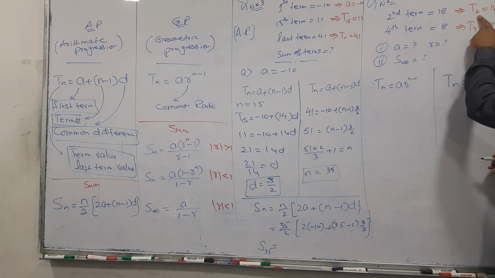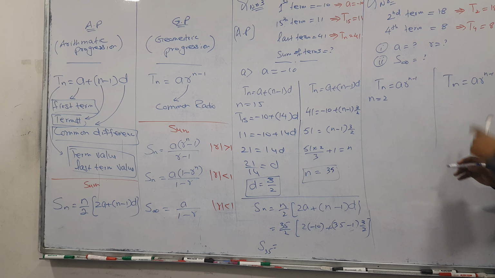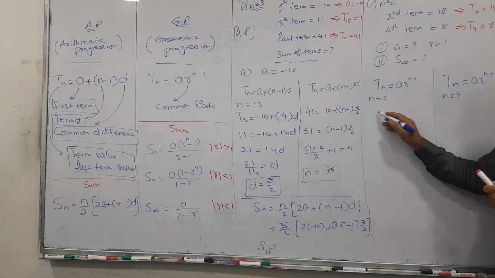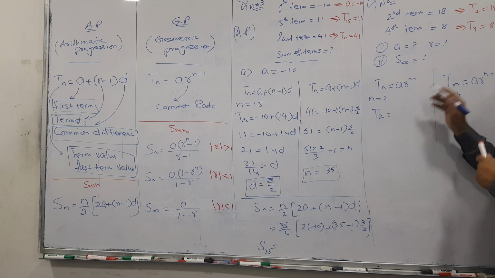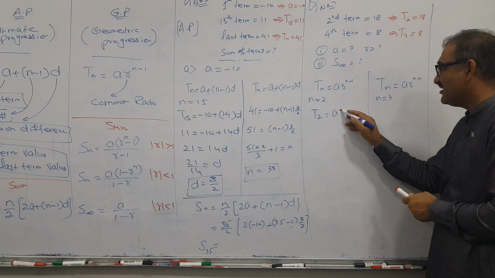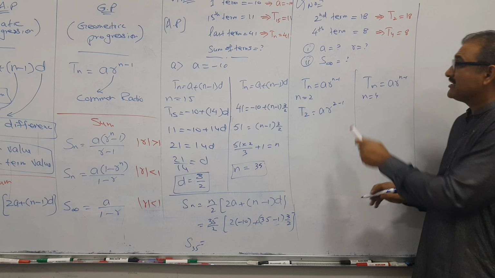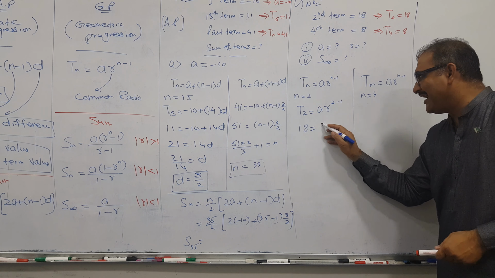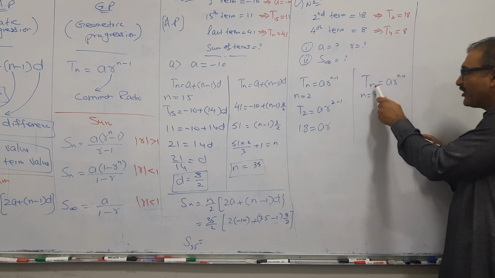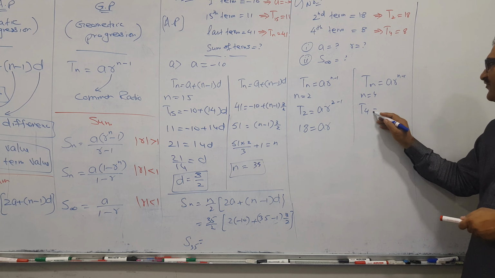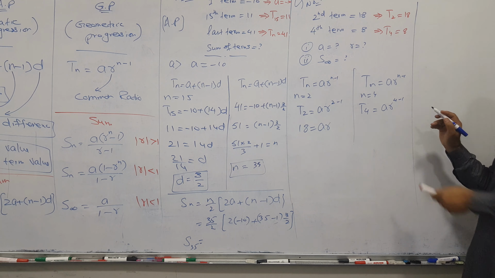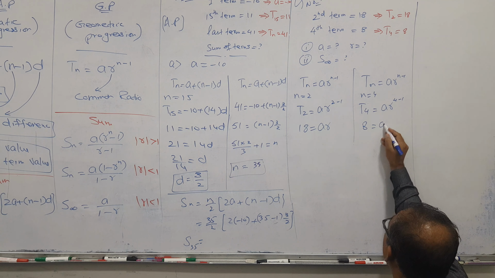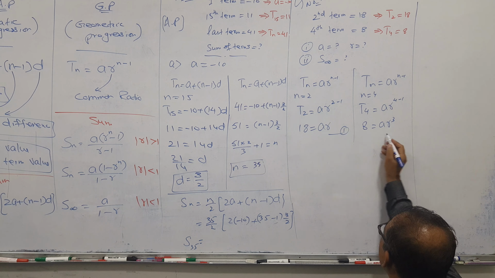I can see here this 2, I replace the whole equation 2. I can see here 4, here I can replace 4. Very clear. When I put 2 here, T2, and A is I don't know, and R is I don't know even, and here 2 minus 1 is coming like that. But T2 is equal to 18. I can replace here 18 equal to A R to power 1. And when I put 4 here and here, it will become T4 equals A R to power 4 minus 1. And T4 is 8, so replace this one by 8. So I got 8 equal to A R cube. Equation number 1, equation number 2.